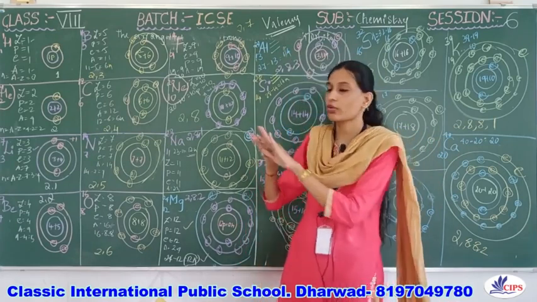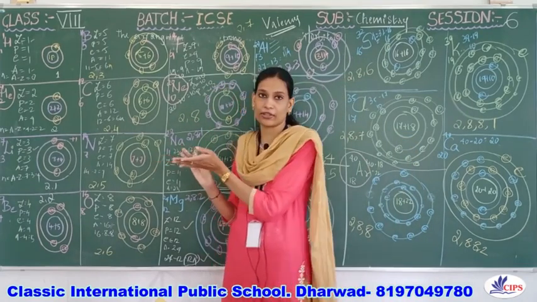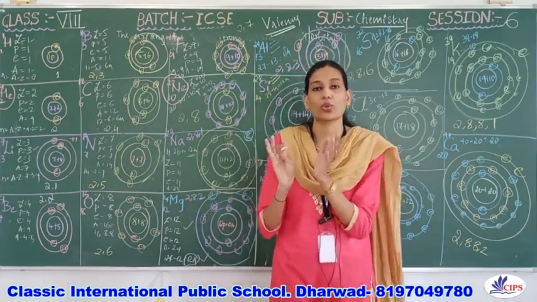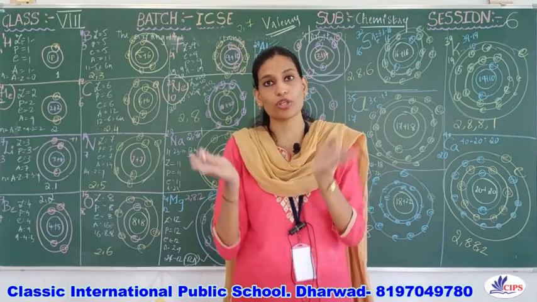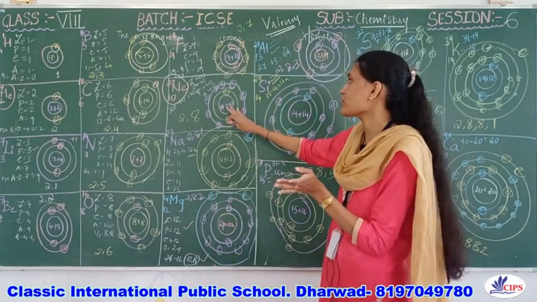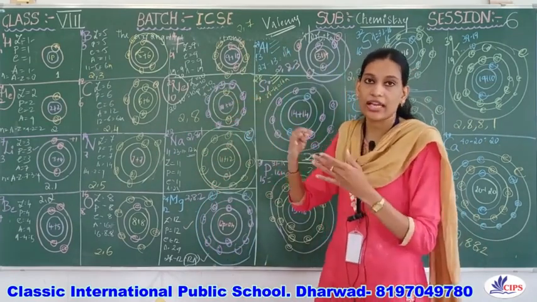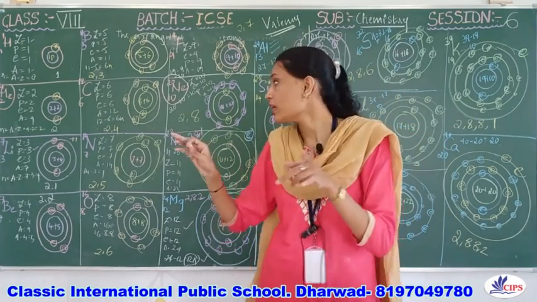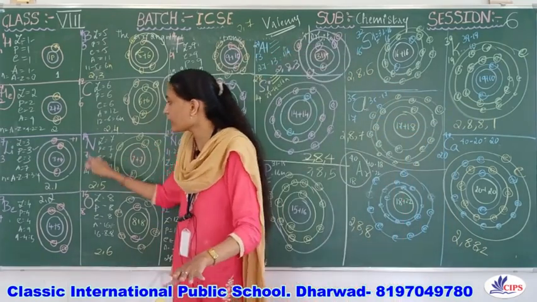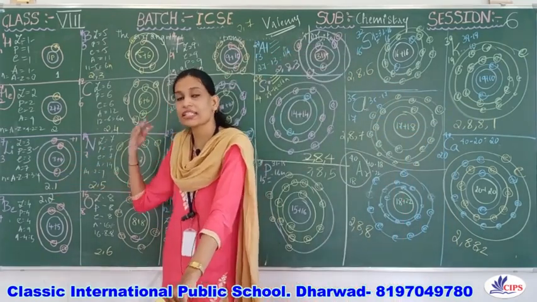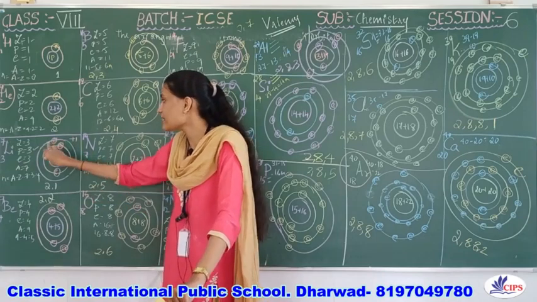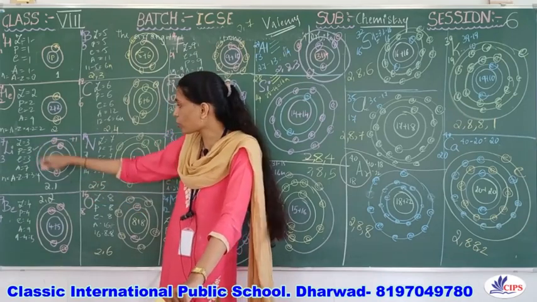What will these electrons do in the outermost shell? The valence electrons are those electrons which are present in the outermost shell. The K shell is full, that is finished. The L shell is the last shell. So which is the valence shell here? The K shell is full, so the next is the L shell. It is the outermost orbit.